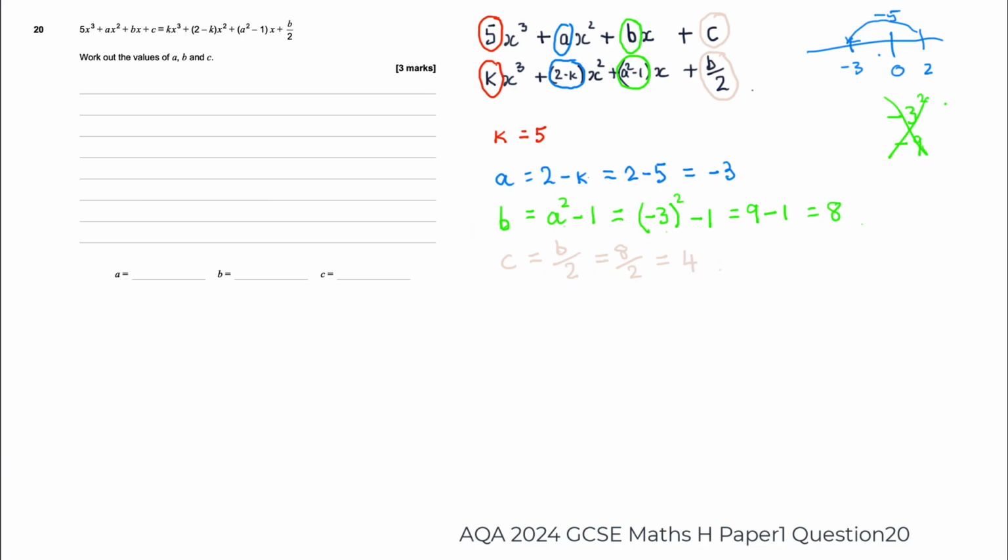So final answer. A we now know is negative 3. B we've calculated to be 8. And finally, the value of C, that was a half of B, that's 4.